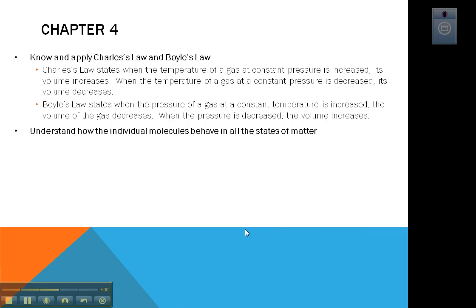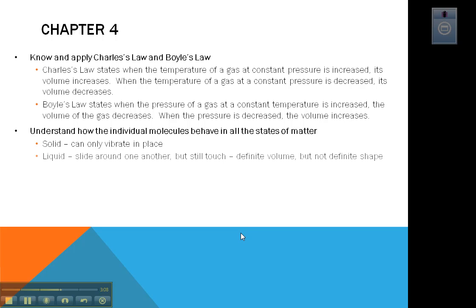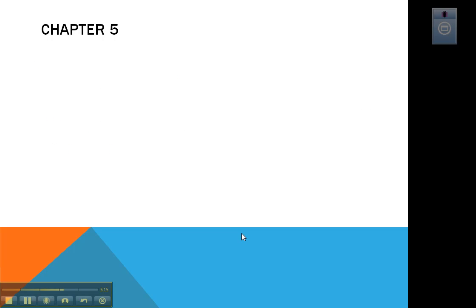Understand how the individual molecules behave in all the states of matter. Talked about this a little bit earlier. Now we're talking about individual molecules. Solids are going to vibrate in place. Liquids are going to slide around but still touch. And gas is going to spread apart to fill a container.